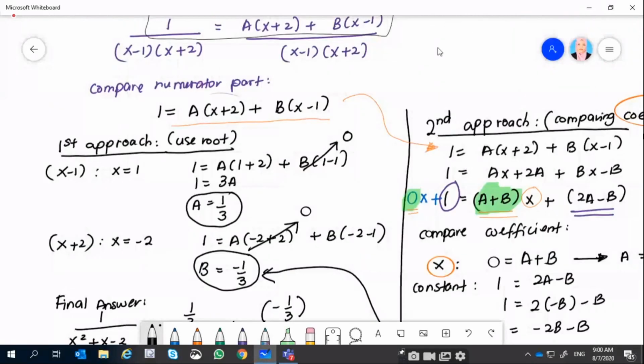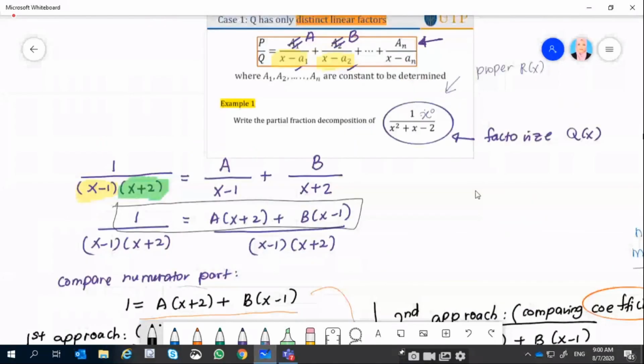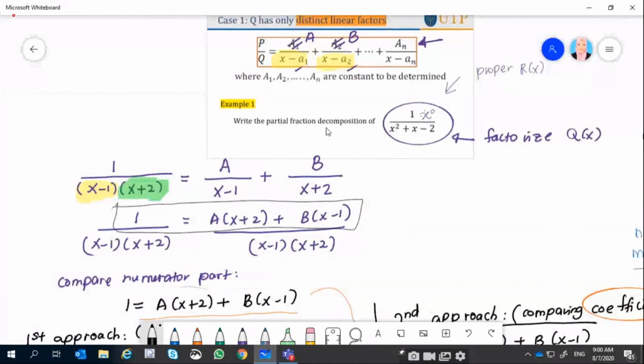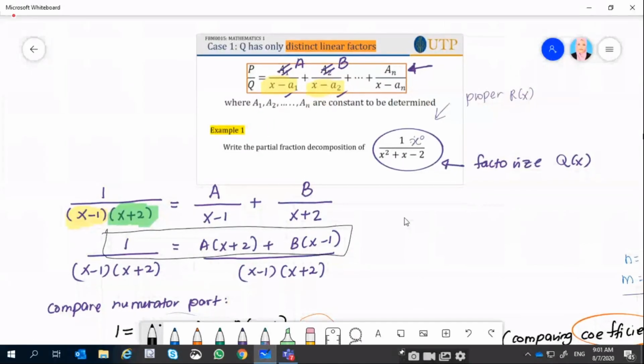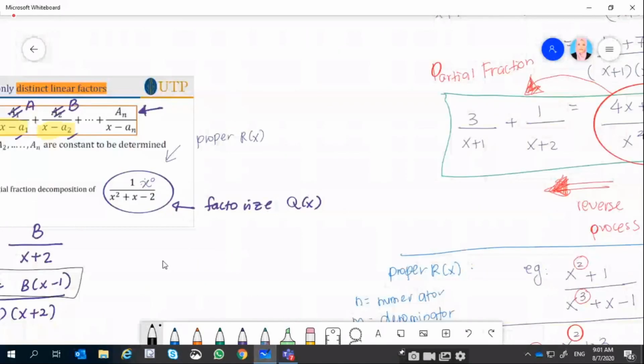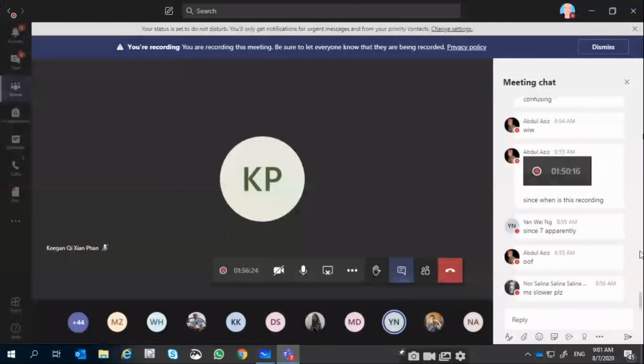Alright. So that is how to solve or to decompose a proper rational function that has only distinct linear factors. Is it okay, guys? Yeah, seems simple enough. No questions so far. I'll let you know if there's any.